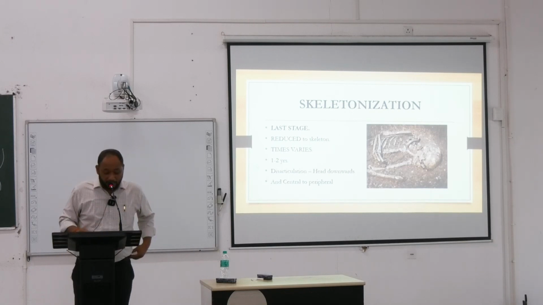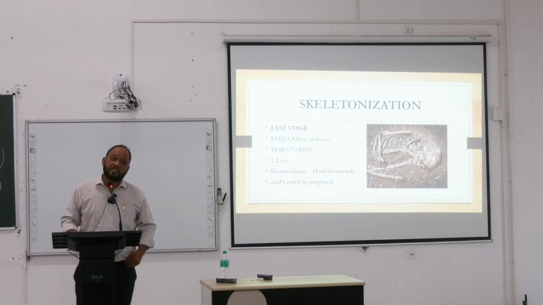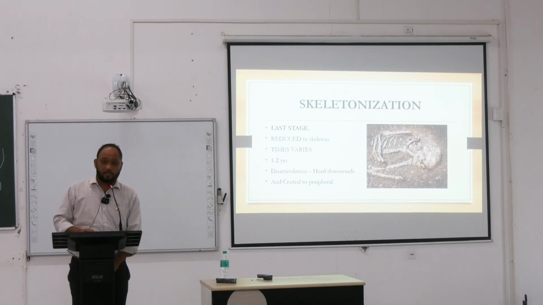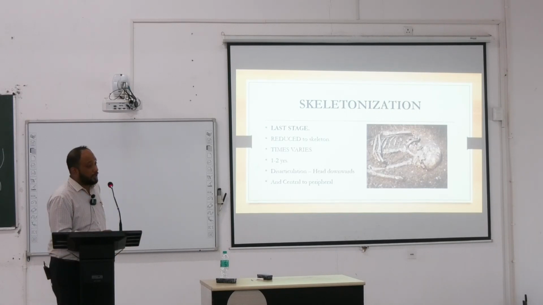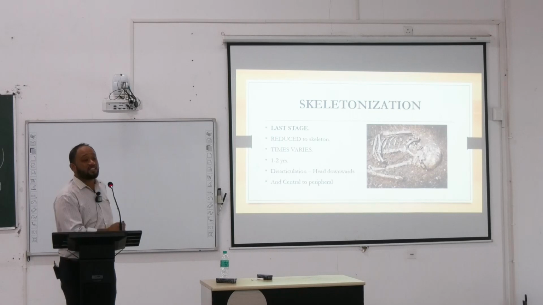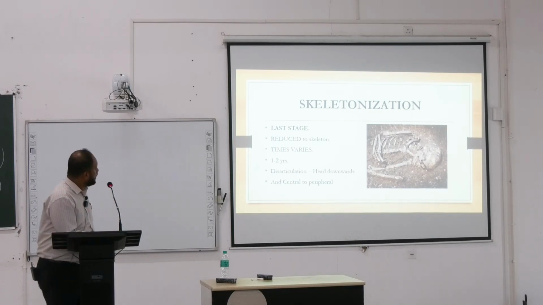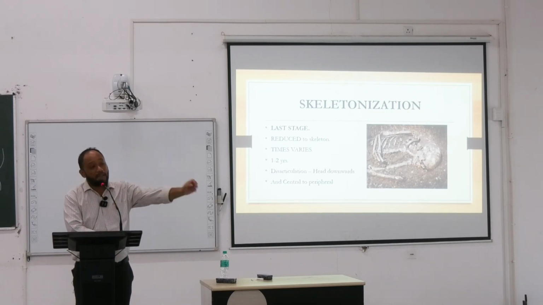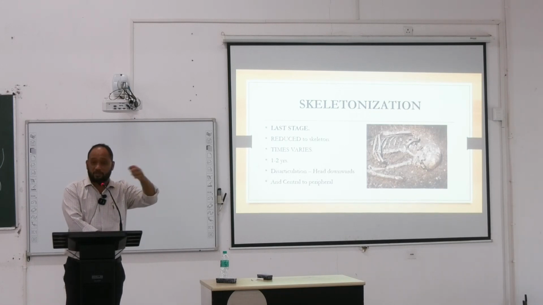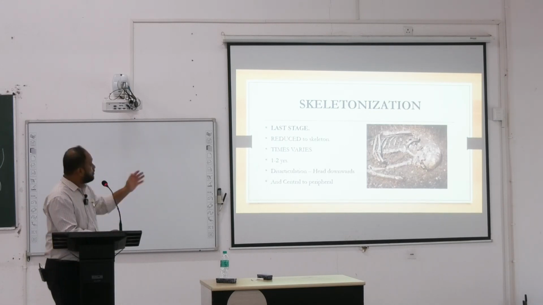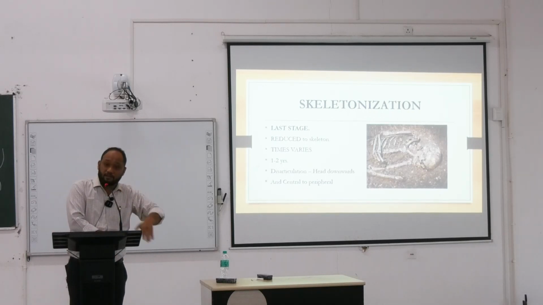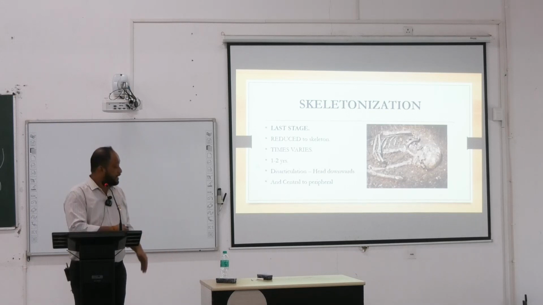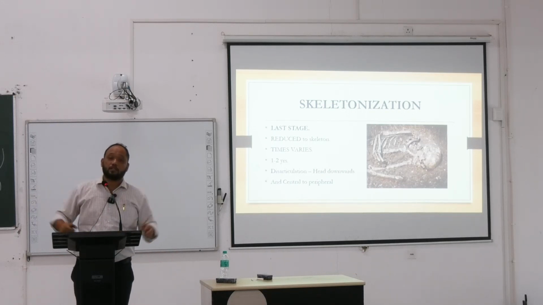Skeletonization. Now এখনো অবধি আমি 5টা skeletonization-এর কেস করেছি in the small town of there. So what happens? Skeletonization, this is the last stage. Body will be reduced to skeleton 1 to 2 years later. Acha, any kind of wild animal, ants including, can help the process. So, central to peripheral. These are head থেকে disarticulation শুরু হয় and central to peripheral disarticulate হয়.